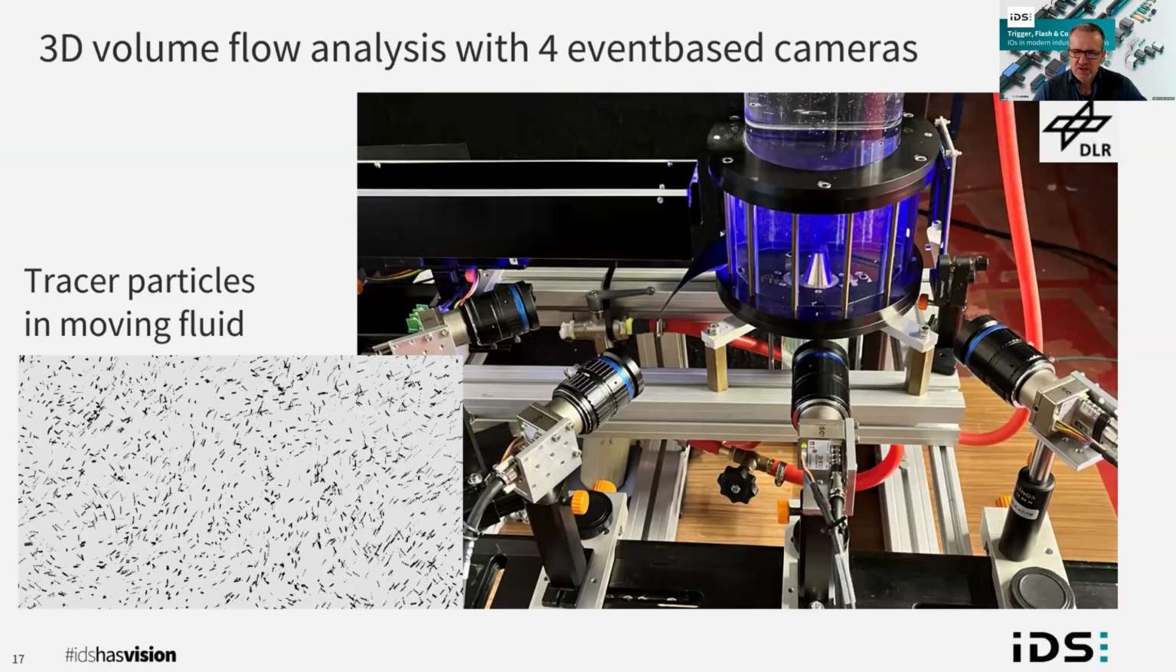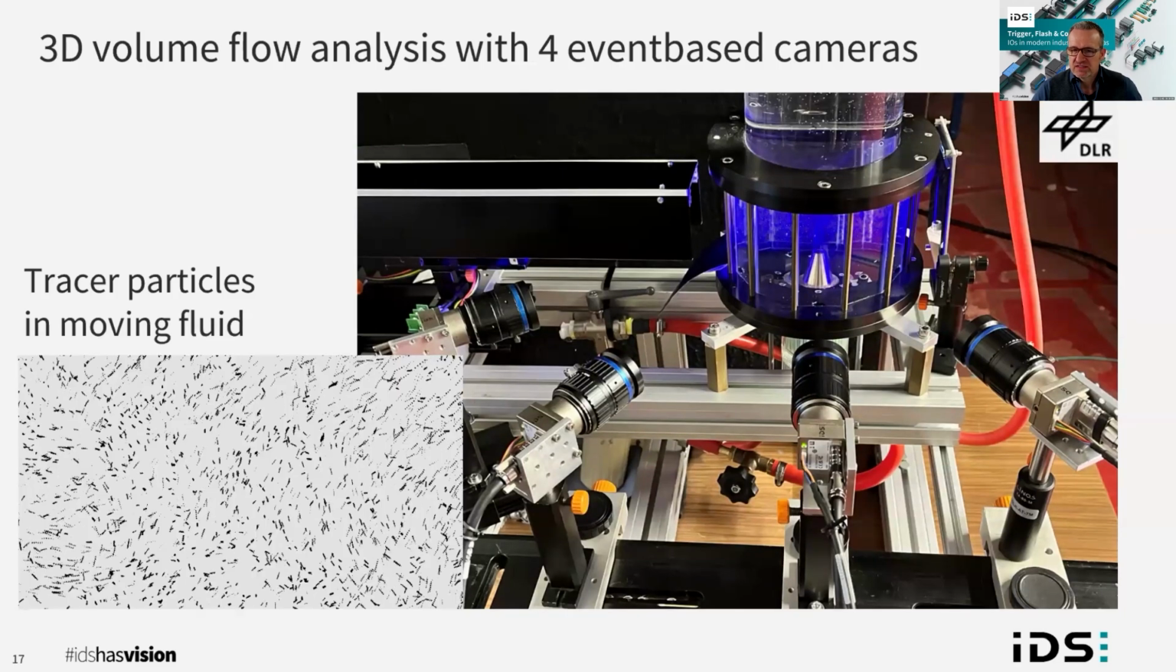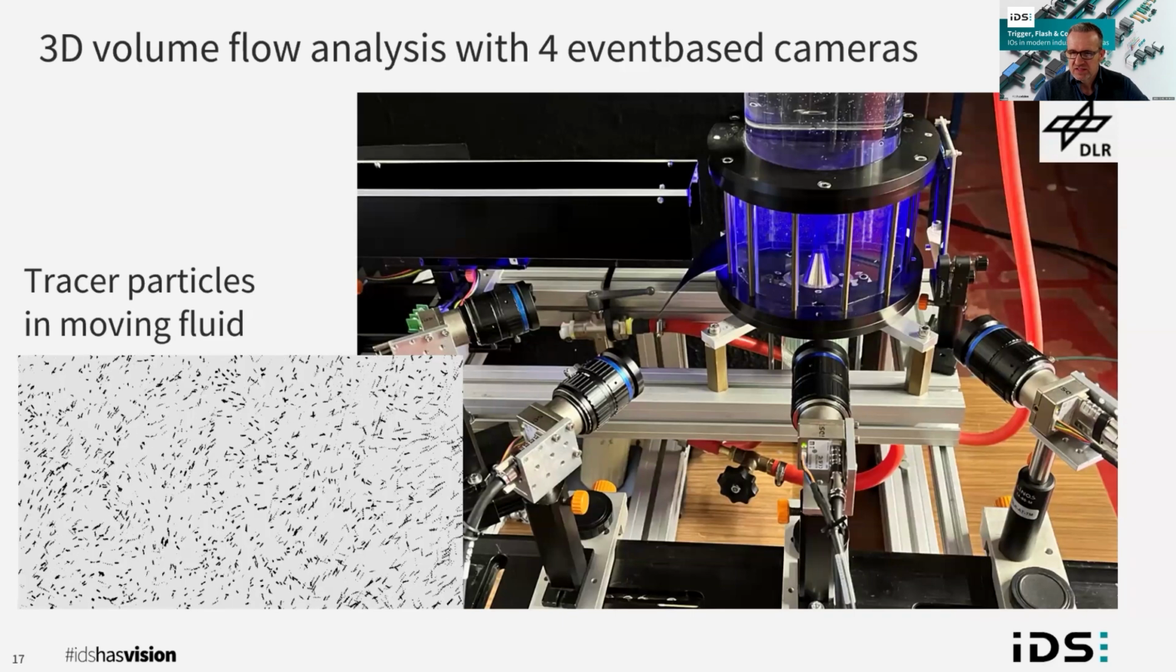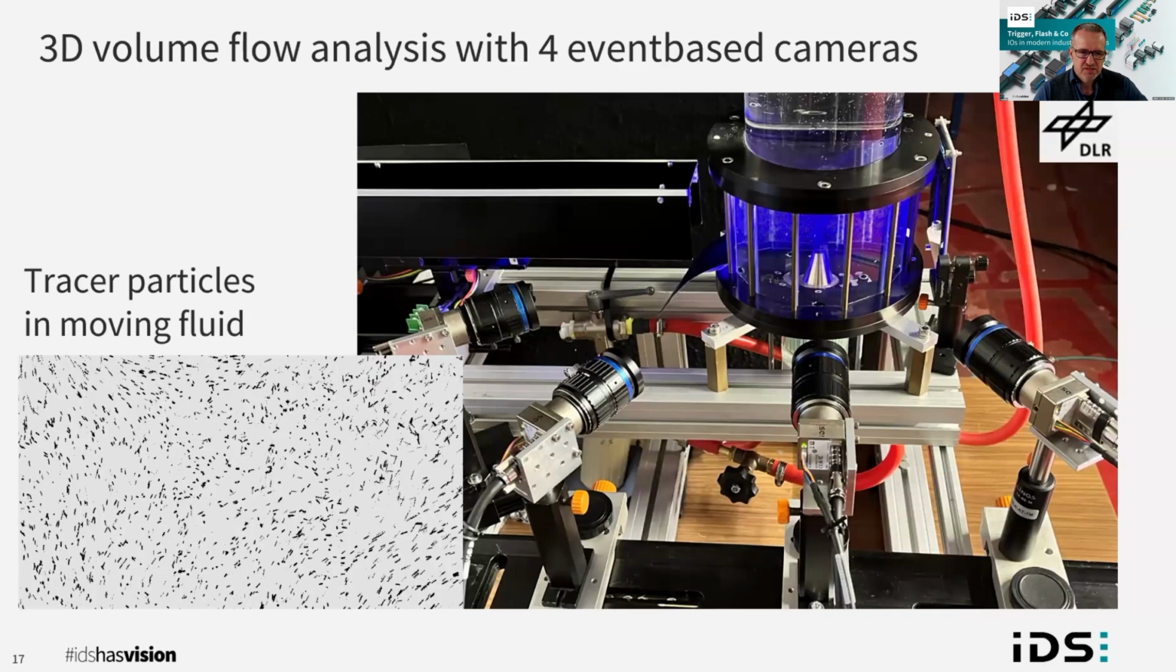For example, motion paths can be captured from different angles and visualized and analyzed in 3D by triangulating identical pixel movements. As used here in a 3D volume flow analysis by the German Aerospace Center.